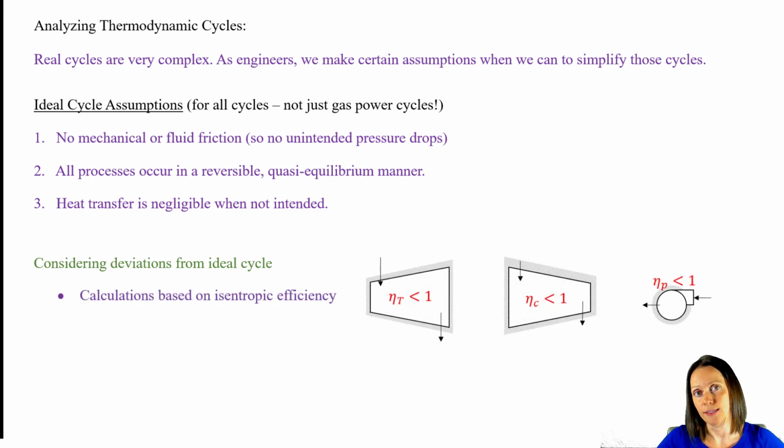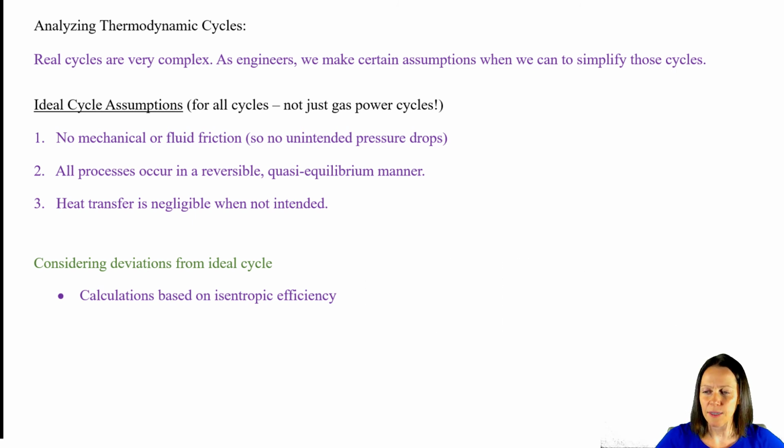We could talk about deviations from the ideal cycle, and we will definitely talk about isentropic efficiencies that are less than 1, which would be due to irreversibilities, or if we considered heat transfer, could be due to that as well. Typically in this class, we're considering it to be due to irreversibilities within the system.